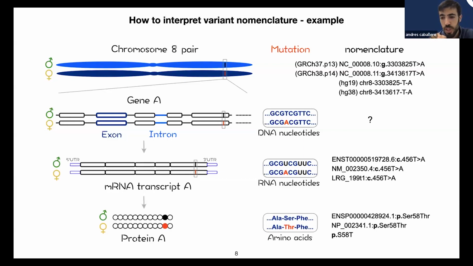And you could also do the same at the protein level. That single nucleotide variant would translate into a single amino acid change, and you would find different ways in which they describe the mutation at the protein level.